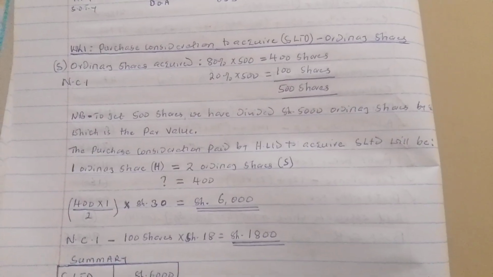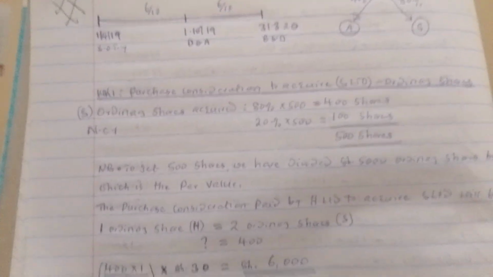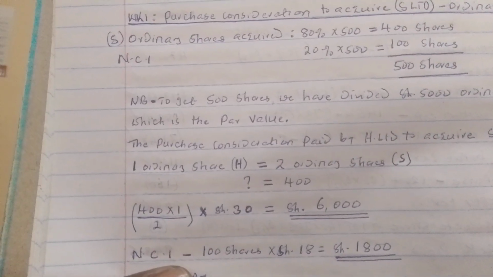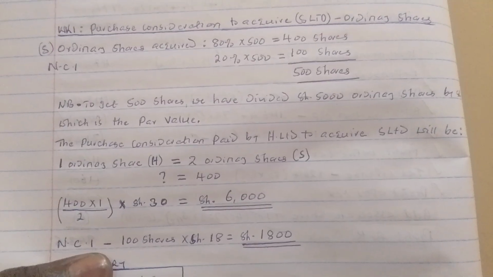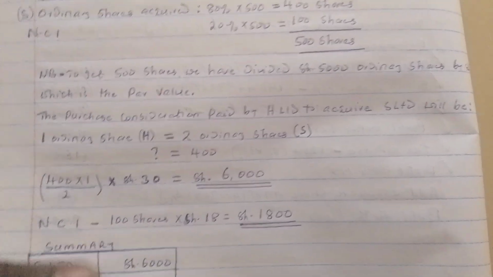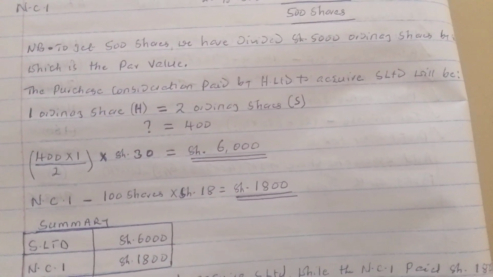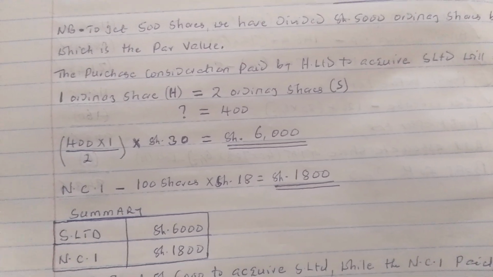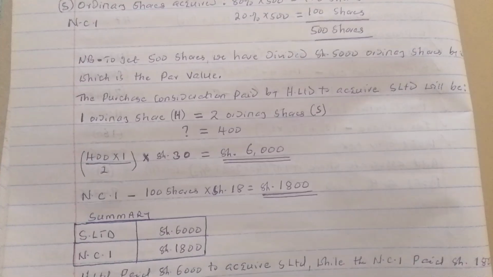So you can say the ordinary shares that we acquired are 80% of 500, which is 400 shares. The remaining 20% obviously was taken by non-controlling interest. Whenever you have a subsidiary, the remaining part goes to NCI. We wrote an important point there, NB: to get 500 shares, we divided shillings 5,000 ordinary shares by shillings 10, which is the par value.